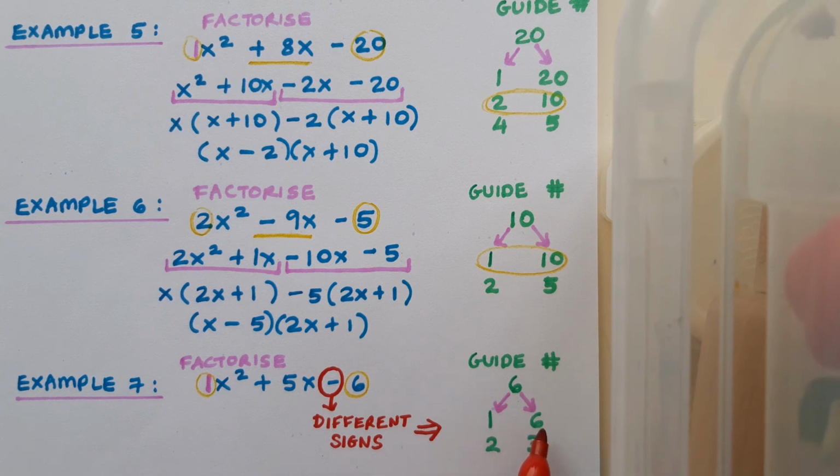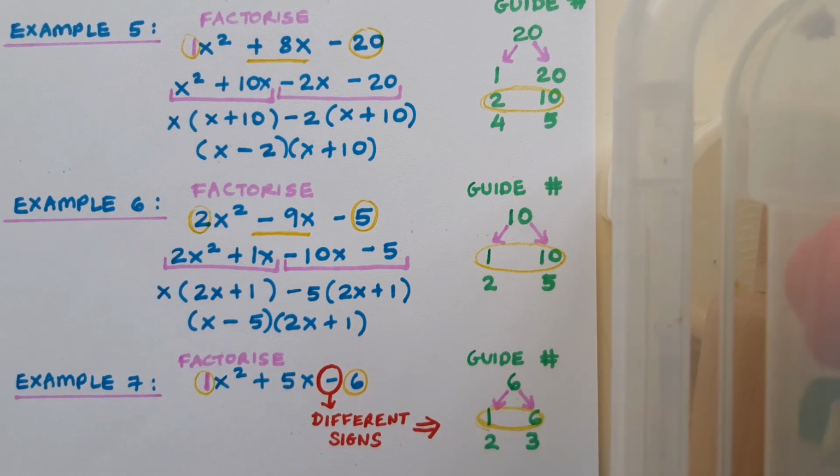Now, that's why 1 and 6 will work, because I can make plus 5 with different signs on these. I can use a positive 6 and a negative 1. So keep an eye for this. If there's ever a negative at the end of your quadratic, then the values that you choose from your factors over here will need to use different signs to make the middle term. So as a result, I'm going to choose that 1 and 6.